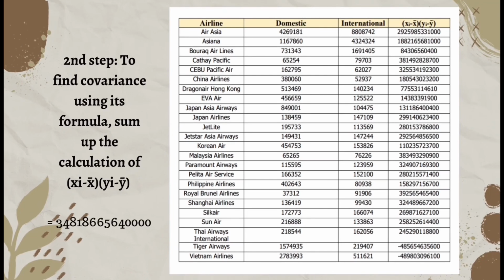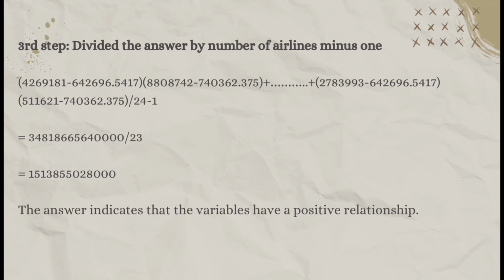After that, we sum up the calculation of the domestic passengers minus its mean multiplied by the international passengers minus its mean. After we got the answer for that, we divide it by the number of airlines minus 1 to find the covariance. So this is the answer for covariance. This answer indicates that the variables have a positive relationship.